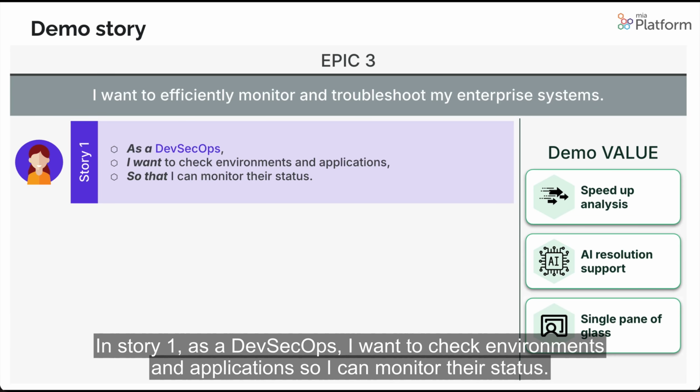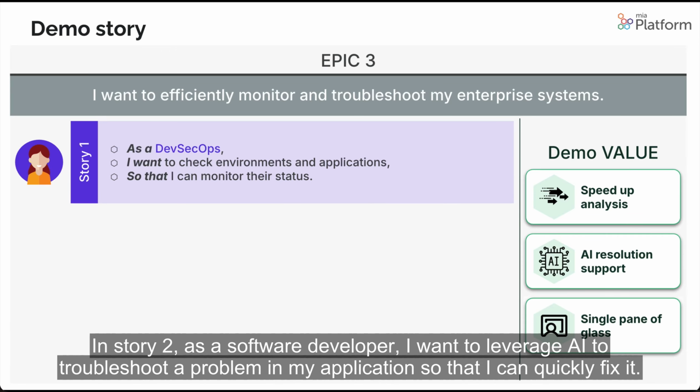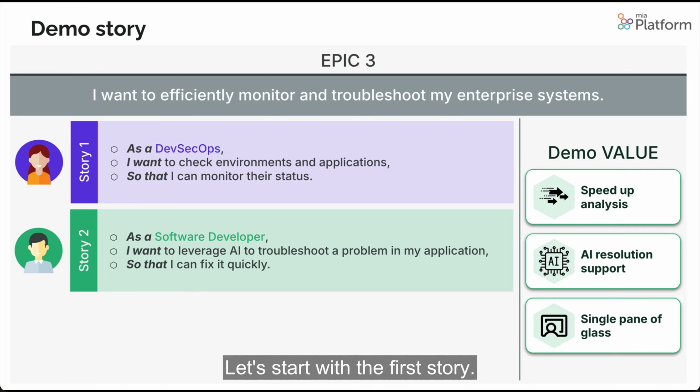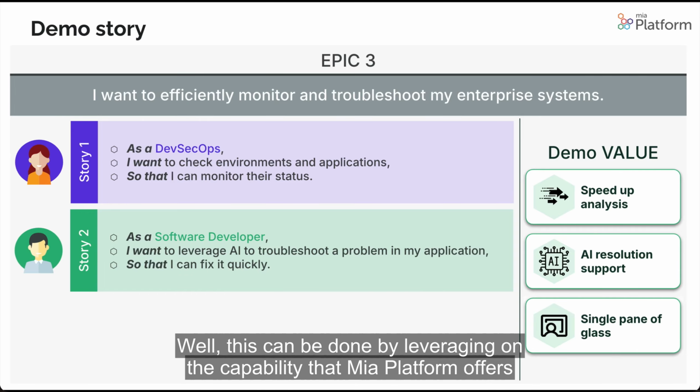In story 1, as a DevSecOps, I want to check environments and applications so I can monitor their status. In story 2, as a software developer, I want to leverage AI to troubleshoot a problem in my application so that I can quickly fix it. Let's start with the first story.